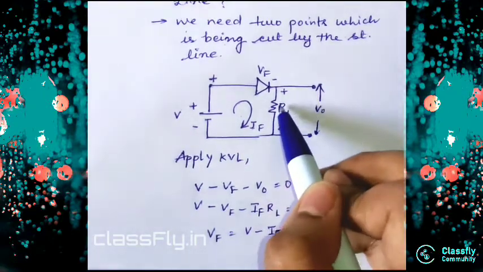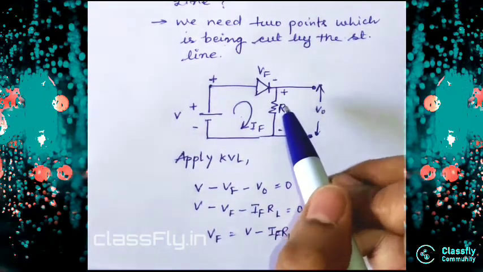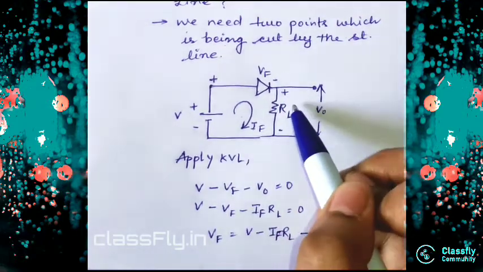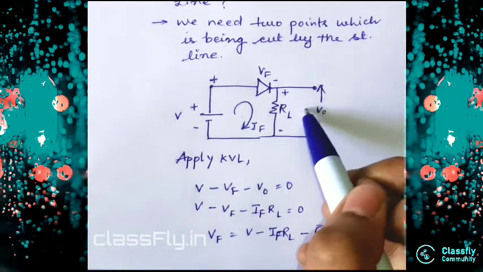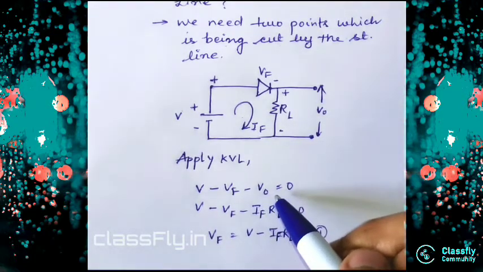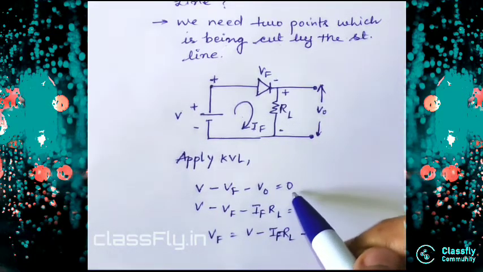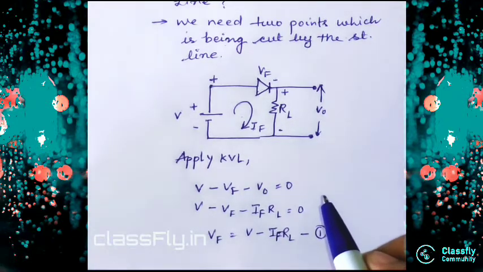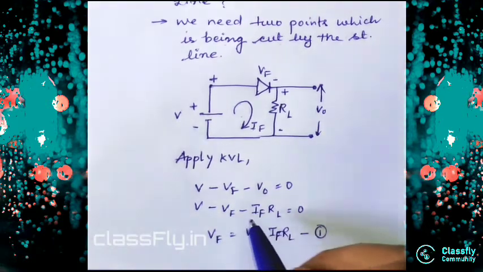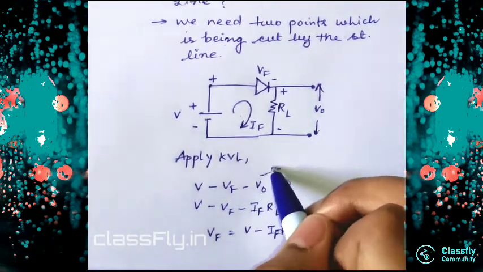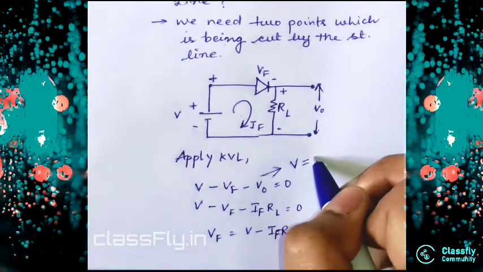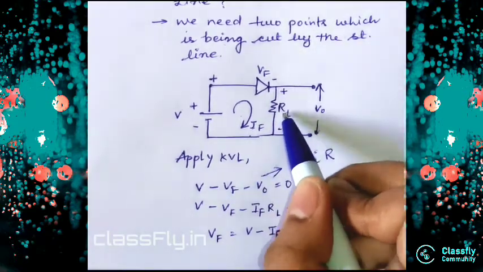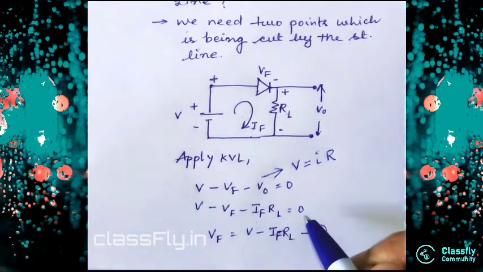From here also, as it is a resistance, it will oppose, so it will go from positive to negative. So we will take this V0 also as minus V0, and equate it to 0. V minus VF minus V0 equal to 0. We all know V0 has the relation IR, so I will write V minus VF minus IF RL equal to 0.